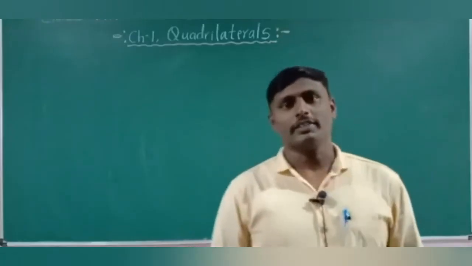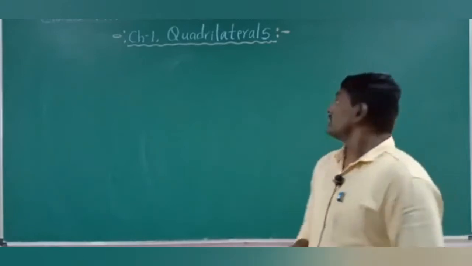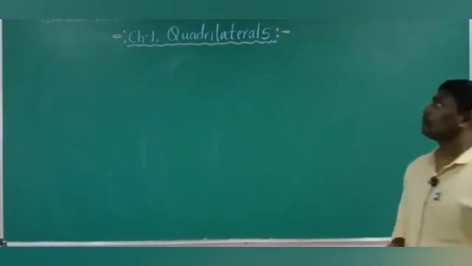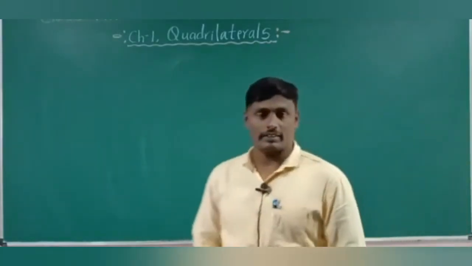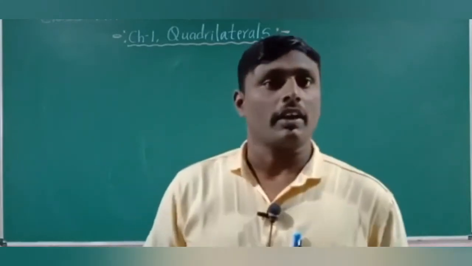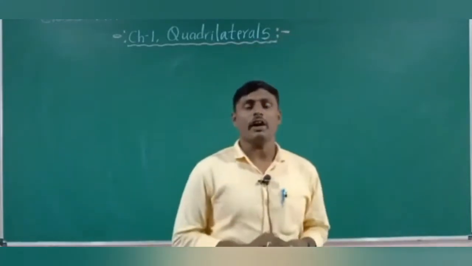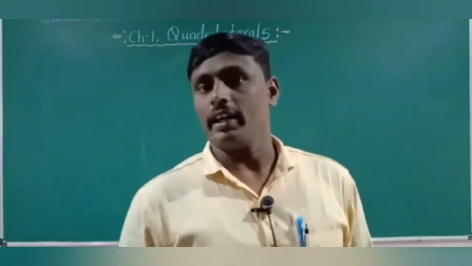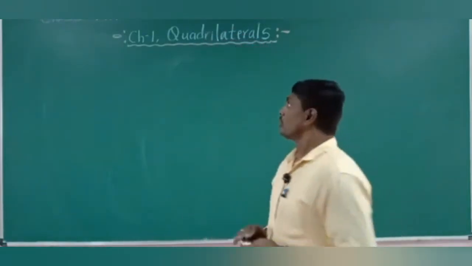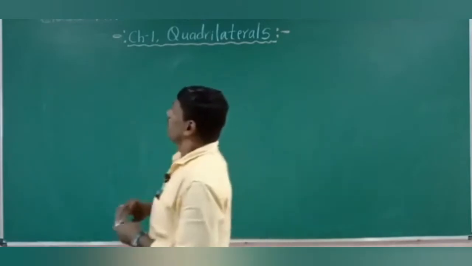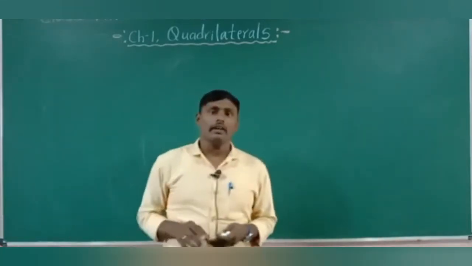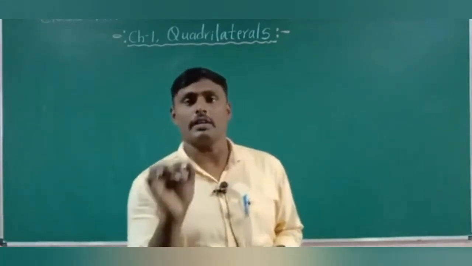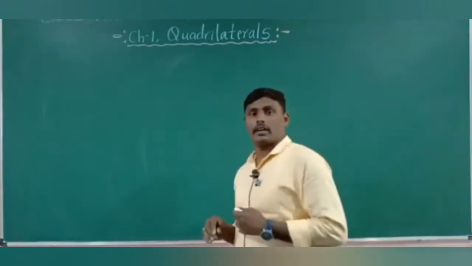Good morning, students. This is the sixth session of your chapter, that is quadrilaterals. In the previous session, that means in the fifth session, we already learned some properties of rectangle and rhombus. So today we are going to discuss the properties of square, kite, trapezium and isosceles trapezium.